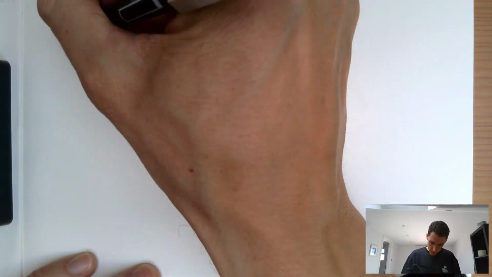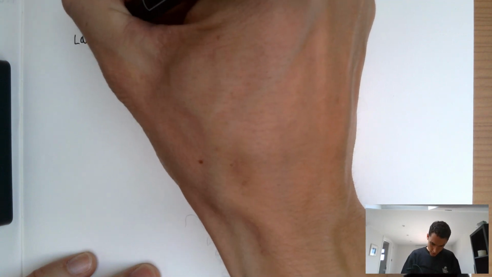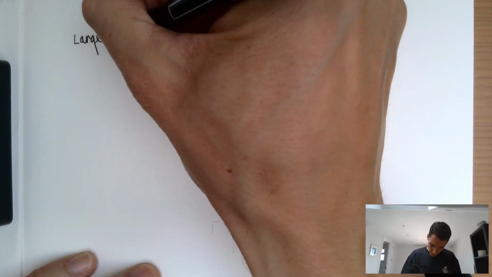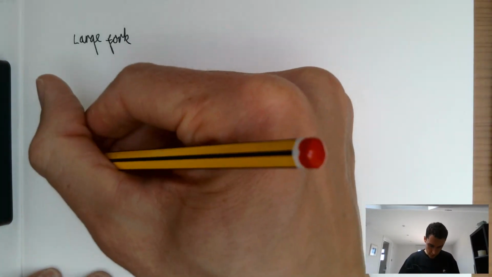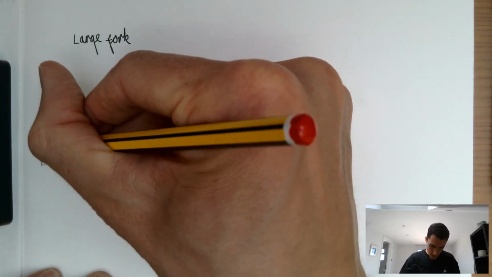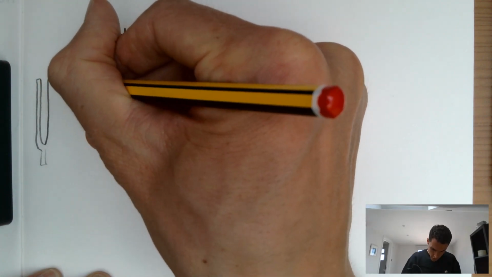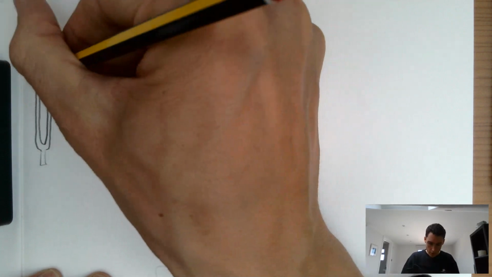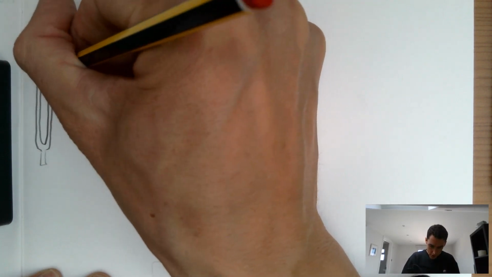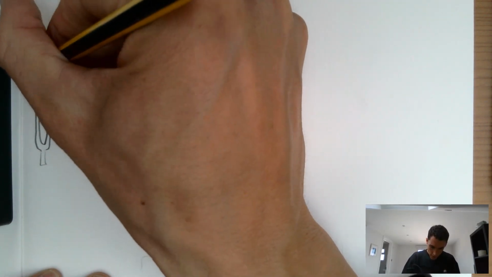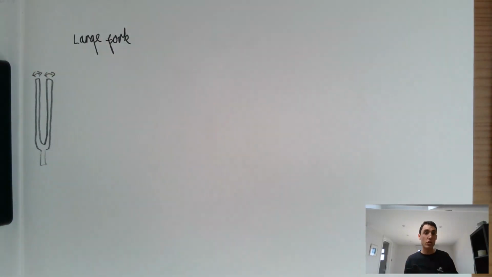So I'm going to start off with the large fork. I'm going to show this in a diagram, so let's draw the large fork in the diagram, just like those diagrams we've been doing. So this is my large tuning fork. And what you want to show is that the magnitude of the oscillations is the same in both cases.